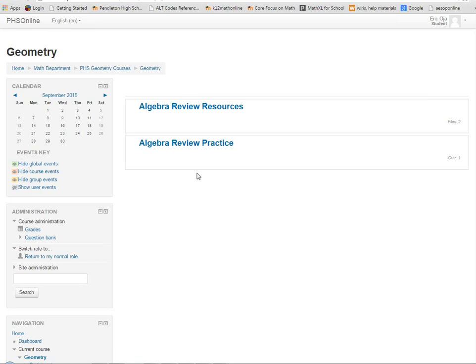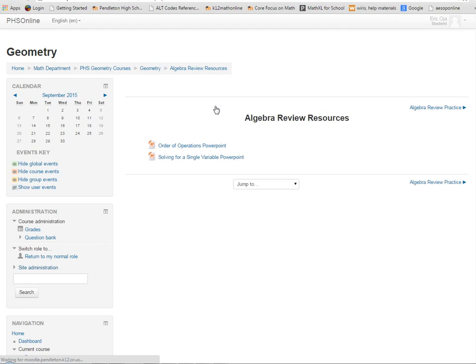When you go in there, you're going to see for each section that we cover, there's going to be a section of resources. If you click on this, you'll see the PowerPoints, for example. We didn't go through the solving for single variable PowerPoint. We might take a brief look at it tomorrow, but I kind of doubt it. I don't think you'll need to. We looked at the order of operations PowerPoint. All those resources are there.